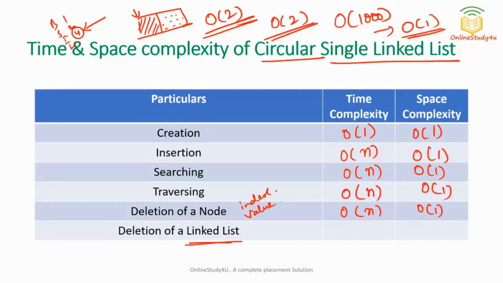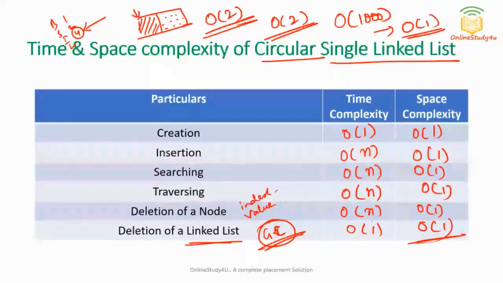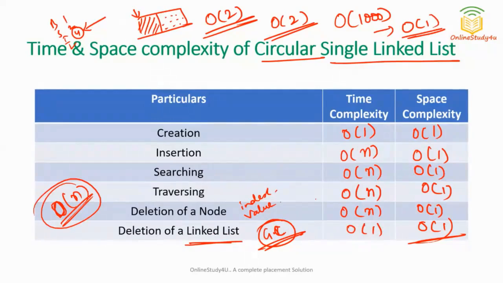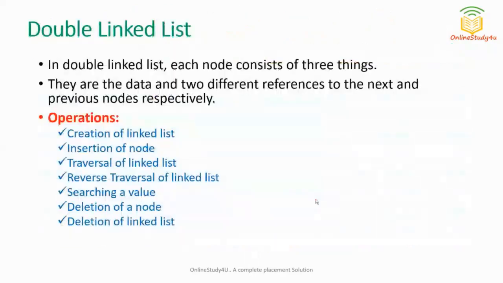Now deletion of the linked list: we are just dereferencing, or even if we are not doing that, it is done by the garbage collector in Java. We are just terminating the program. So it is done in big O of 1 time complexity. In some of the different places where you will study, you will see that deletion of the double linked list will be big O of n. I will talk about that when I do the double linked list. So let us start with the double linked list.